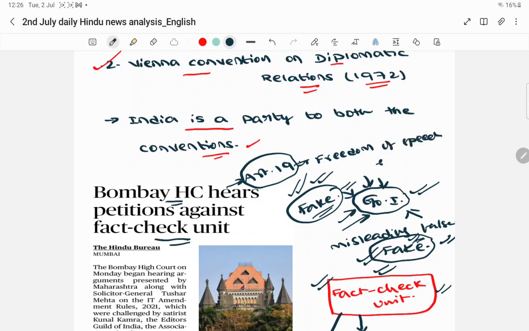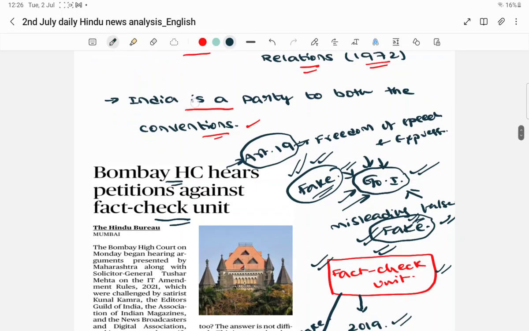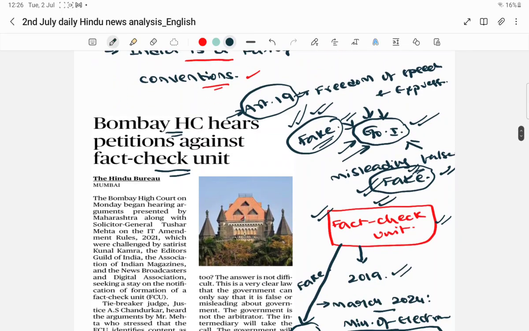Freedom of speech and expression. So the protests are being carried out by the people. The opposition is protesting against this fact check unit, saying that it will violate the fundamental rights of the people, particularly Article 19, which is freedom of speech and expression.